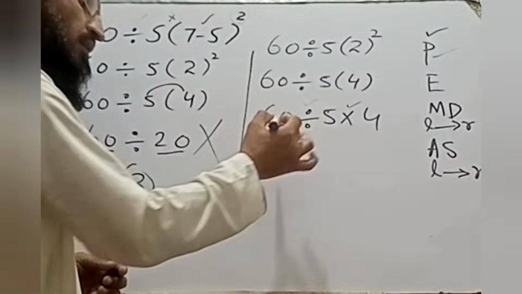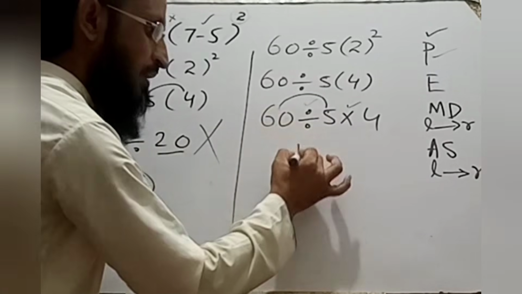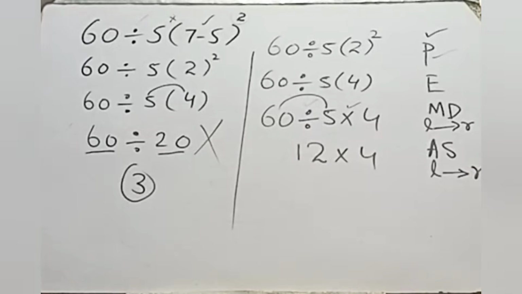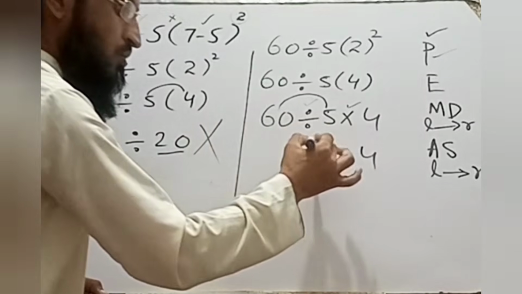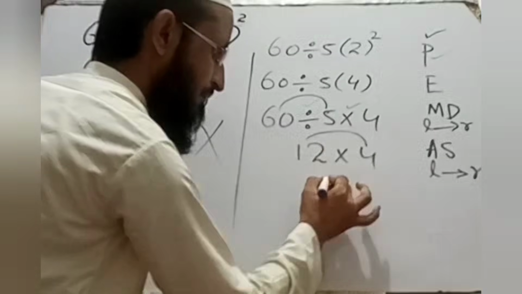So divide first. 60 divided by 5 equals 12. Multiply by 4. Now the last step: 12 multiplied by 4. 12 fours are 48.